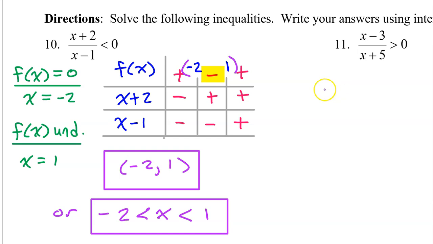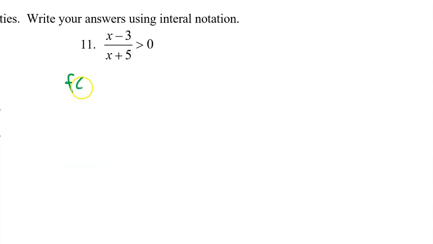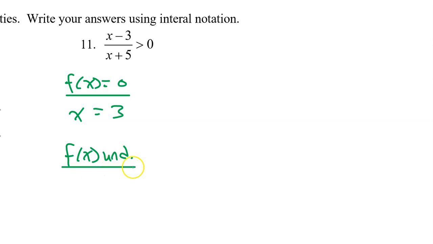Okay, number 11. Where does f of x equal 0? That's where the numerator equals 0. That's x equals 3. Where is f of x undefined? That's where the denominator is equal to 0. X equals negative 5.